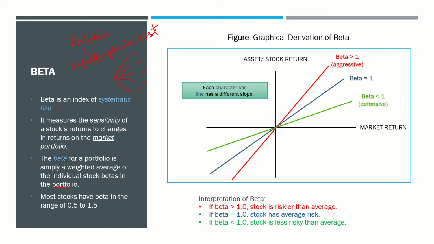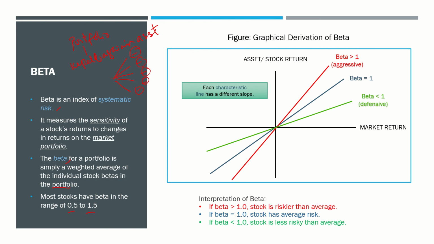Okay, the beta for a portfolio is a weighted average of individual stock. Jadi weighted average ni adalah pengukuran dia lah. Yang ni aset ni berapa, campurkan semua, lepas tu bahagikan dengan berapa jumlah aset tersebut. Barulah dapat beta. Okay, most stocks have beta in the range of 0.5 to 1.5. Maksud dia apa?